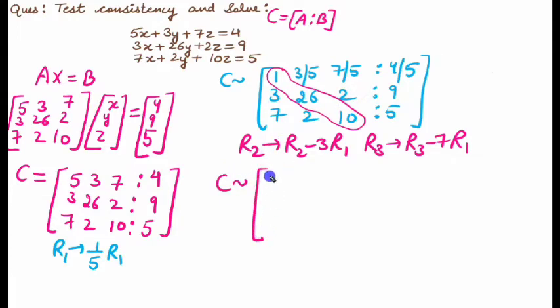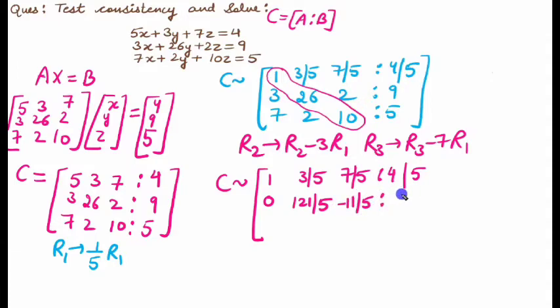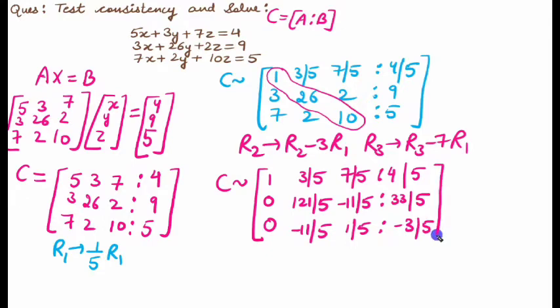is that row 1 will be as it is. We have not operated any operation on it. And then second row and third row would change. It will become like this. Here 0 will be created. This will be 121 by 5 minus 11 by 5 and this would be 33 by 5. Row 3 would be changing. Here 0 will be created. This will be minus 11 by 5, 1 by 5 and minus 3 by 5. So the augmented matrix is like this now.